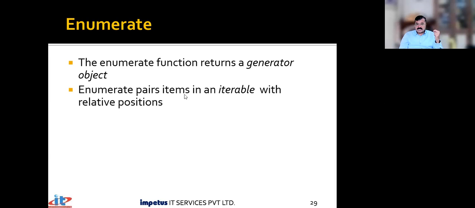So enumerate pairs items in an iterable with relative positions. If I have an iterable, it could be a list, a tuple, any ordered collection, there will be some element which is first, which is second, which is third, and so on. So the relative position of the first element is 0, then 1, then 2. It will create a pair like zip, but the pair will be the elements inside that iterable with their positions 0, 1, 2, 3, 4, 5.